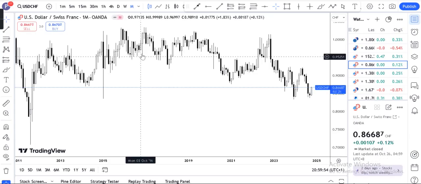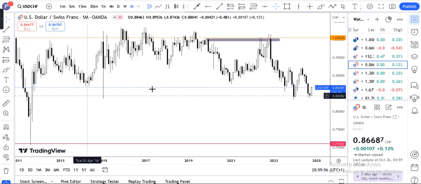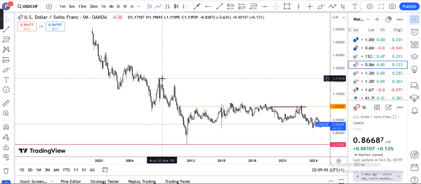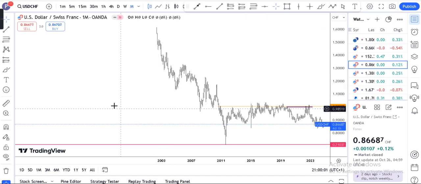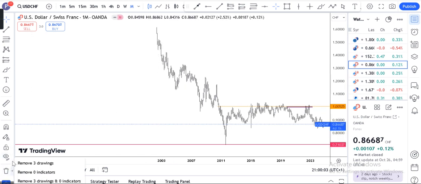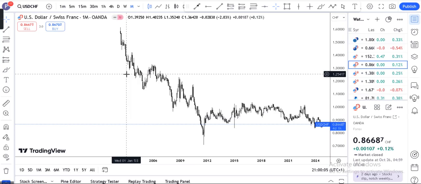We pick Oanda. Now, this is the USD CHF chart. Now, what will you simply do? We would simply go and delete all analysis we've made on this particular pair.